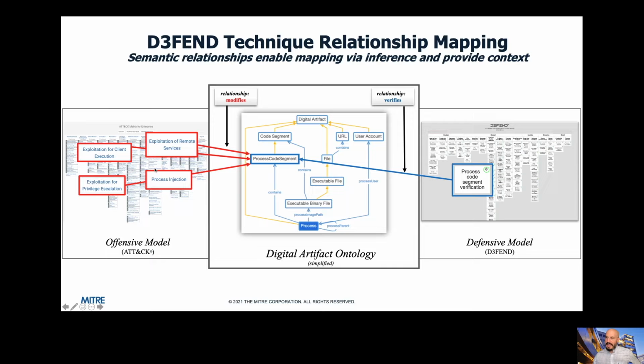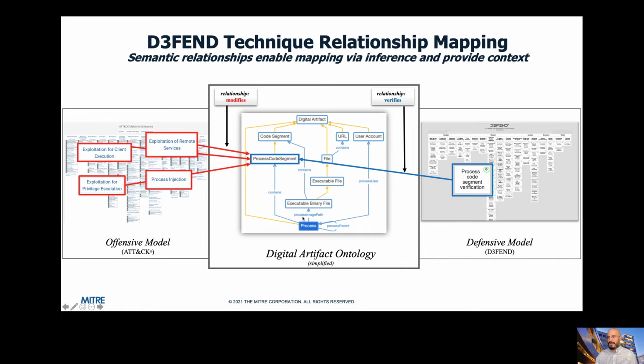So you see on the left a few of these offensive techniques, exploitation techniques, and then another exploitation technique called process injection. And then on the right, you've got this defensive technique, process code segment verification. And both of these are mapped to this intermediate concept called a process code segment. And the relationship on the offensive side is that these techniques are modifying this concept. And then on the defensive side, you're verifying this concept. You can see that a process code segment is a type of code segment, which is a digital artifact. And then you see some object property relationships.